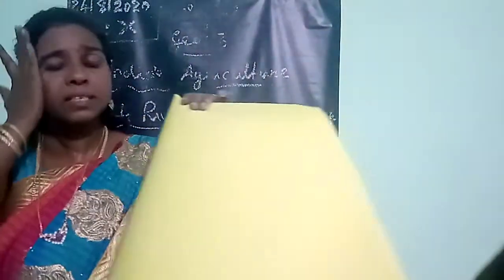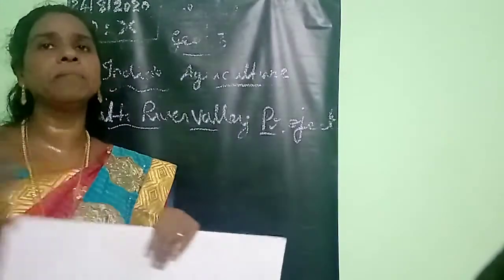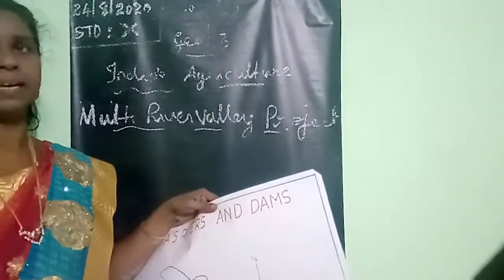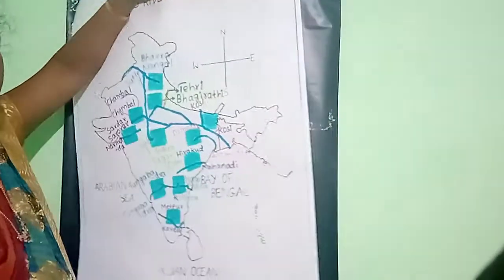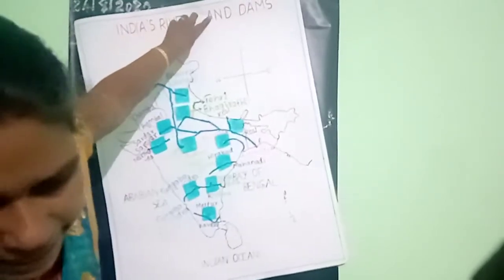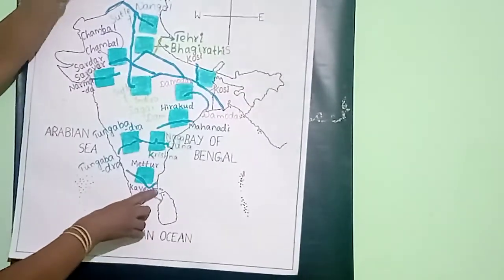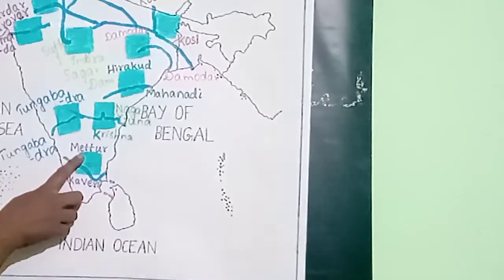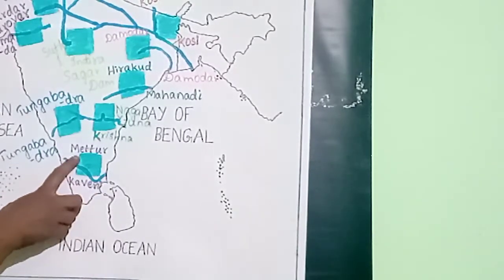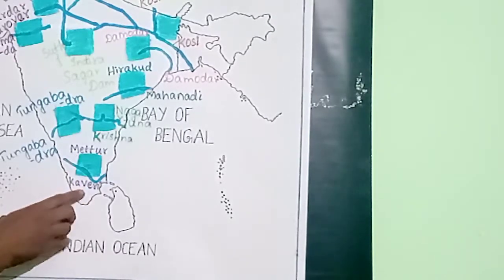Okay, next I am going to explain each dam, where it is located and across which river that particular dam is built. Now listen here, this is Mettur dam. It is built across the river Kaveri.